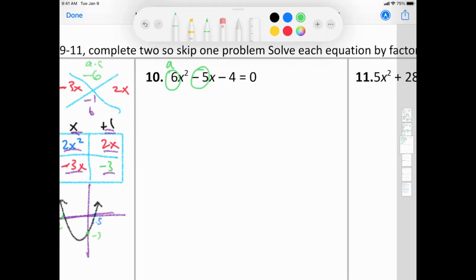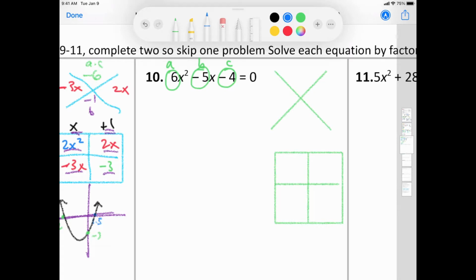Let's try number 10. A is 6, B is negative 4, C is negative 4. So it's already set equal to 0. There is no greatest common factor. I'm going to go ahead and factor this. A times C, so 6 times negative 4 is negative 24. My B value is negative 5. That always goes down here.